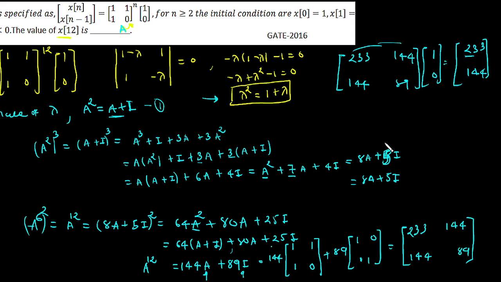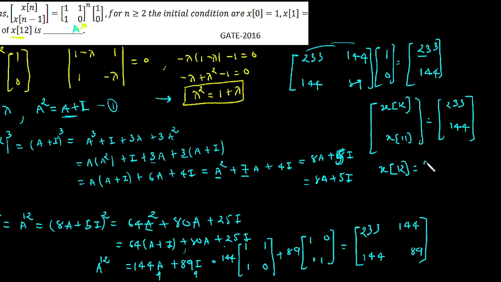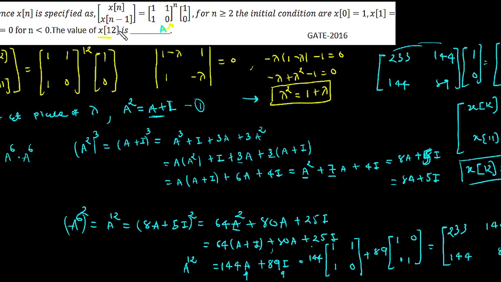Now we have to compare this x of 12 with this. Let's write further. We can say x of 12 and x of 11 equal to 233 and 144. So we can compare and we can say that the value of x of 12 is nothing but simply 233. So that's it, we have done. We have found the value of x of 12, which is 233. So it's our answer.